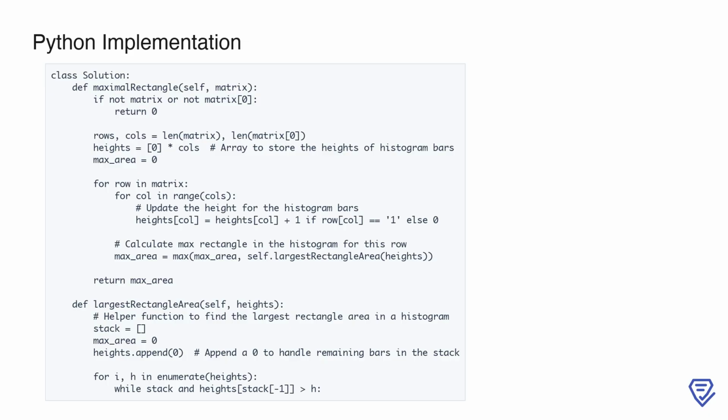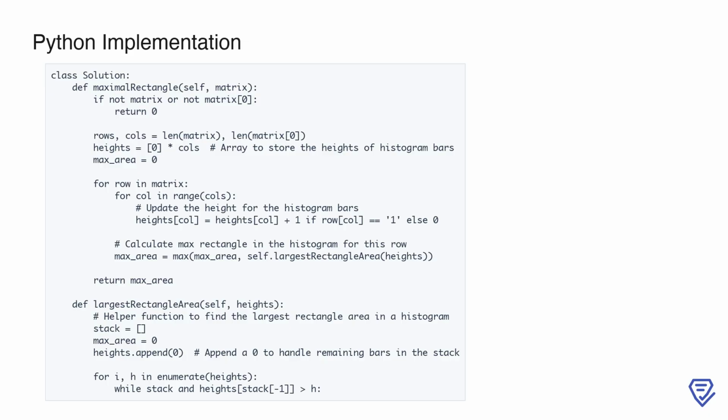Next, we calculate the number of rows and columns in the matrix and initialize an array called heights to store the heights of histogram bars for each column. We also initialize max_area to keep track of the largest rectangle area found so far. Then, for each row in the matrix, we update the heights array. If the current cell in the matrix contains a 1, we add 1 to the corresponding column in heights, otherwise, we reset that column to 0.